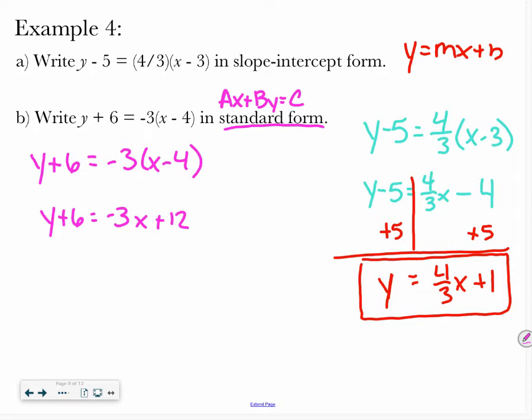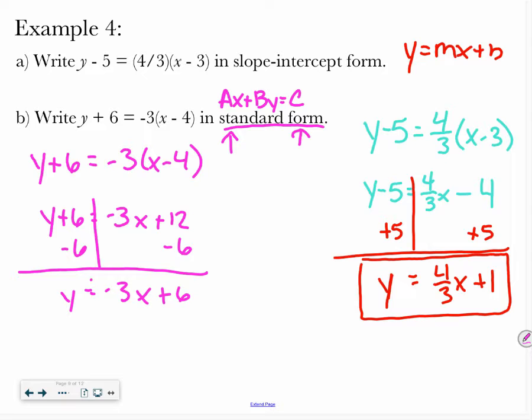And then I need my whole number on the right side of the equation and my x on the left side. So I'm going to subtract 6. So I'm left with y equals negative 3x plus 6. I'm going to move my 3x by adding it to both sides. So I'm left with 3x plus y equals 6 is my standard form.